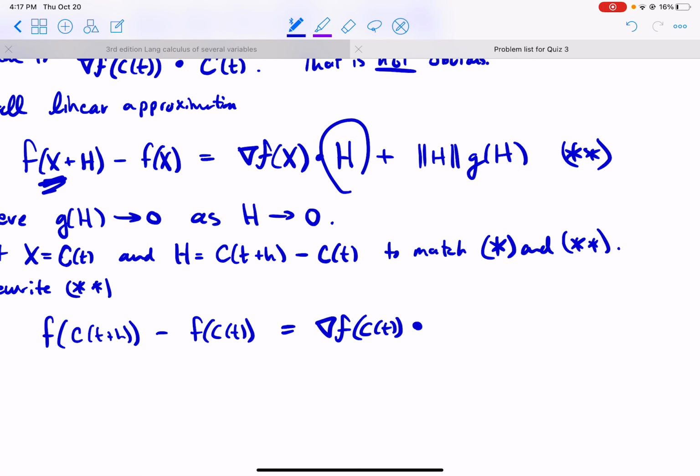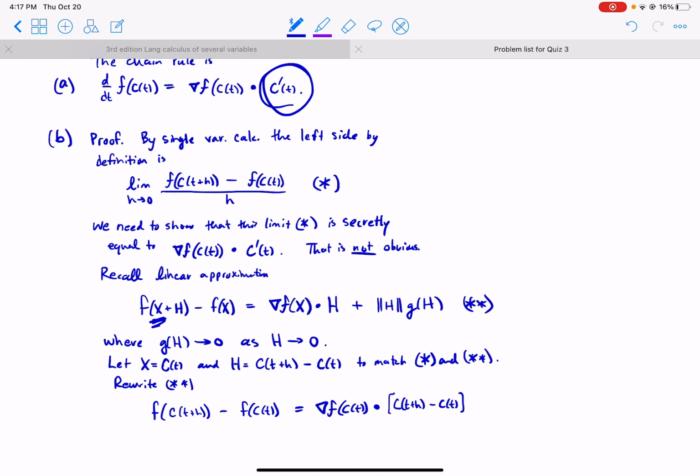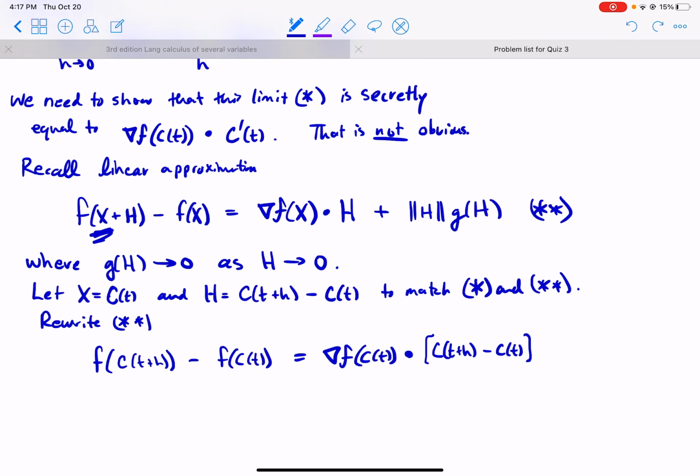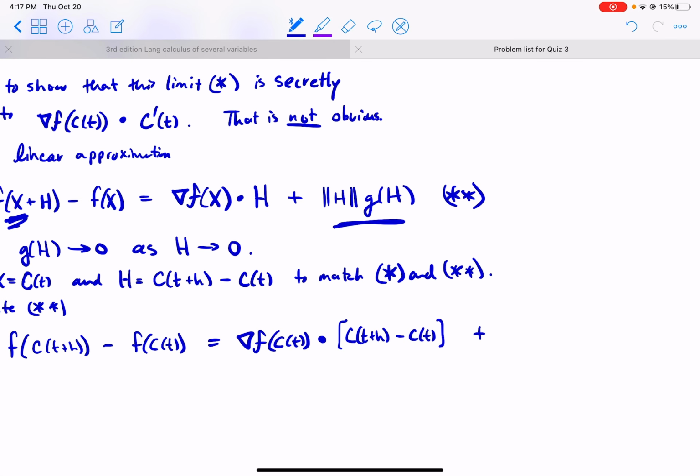Dot, and now what's H? Capital H has to be this thing, c of t plus h minus c of t. And that is a vector. And we'd love if it was the velocity vector. It's not quite the velocity vector, but once we divide by h and take the limit, it's going to be the velocity vector. So this is going to absolutely work out. And for this error term, I'm not going to write out this H, it's going to be too long, so I'm just going to keep it as capital H, just because then it's easier to write.